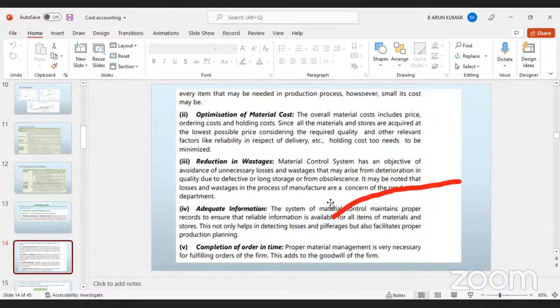Then, adequate information: using this material cost system, we have adequate information. Based on that information, we maintain the details of the particular materials.